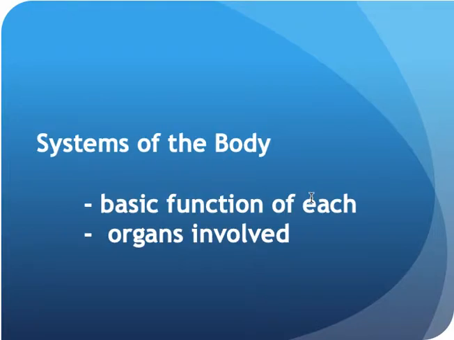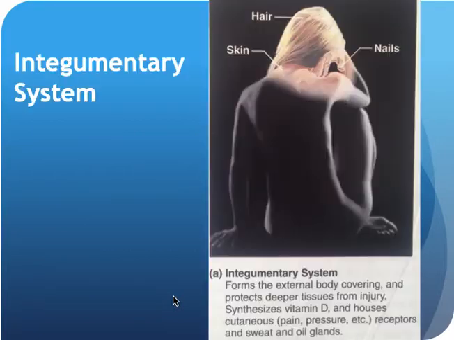Okay, now we get to our systems of the body. So we get basic function of each, and we get all the organs involved. We're going to go through the first half of our book, and then in part 2 you'll go through a lot of the other systems in the body. But in chapter 1, we just want to have a basic function. We just want to know, okay, what do these systems do? And then what are the organs that are involved in each of these systems that allow them to perform their functions?